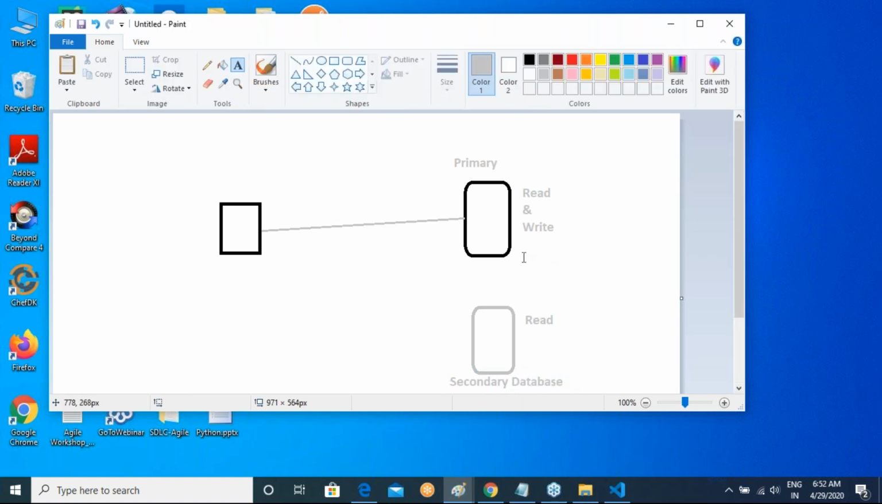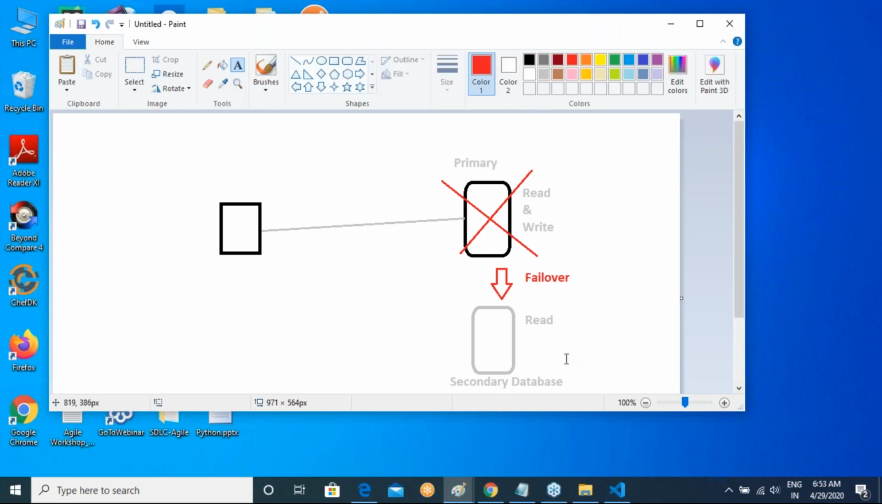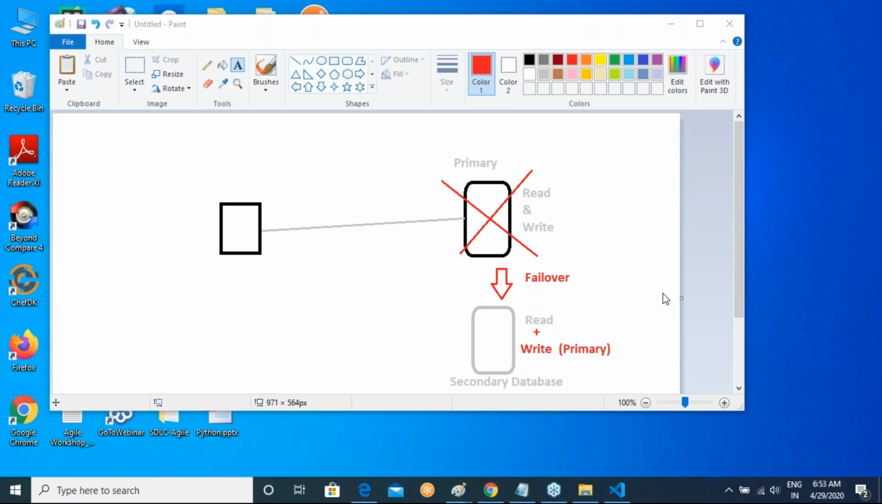When something goes wrong here, you would do an operation called a failover. Then this secondary database gets additional strength: you can now read and write, and this database will temporarily act as the primary database. Did you get this?